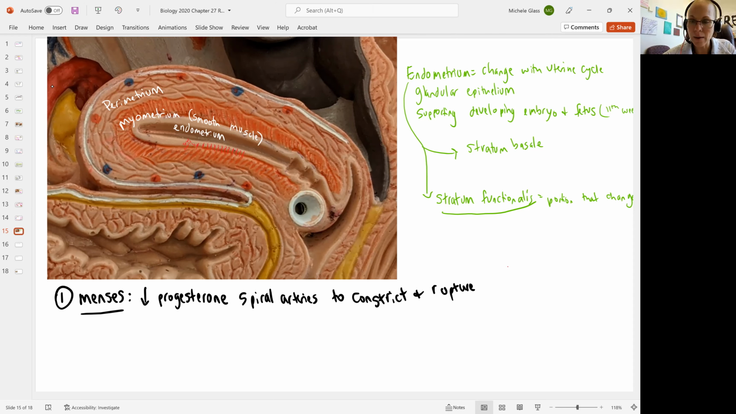This is happening on average for about 5 days, but this does vary by individual, and it also varies by circumstance. So we see a lot of variation even in an individual's uterine cycle. This can vary anywhere from about 2 to 7 days is what we're really expecting to see here.